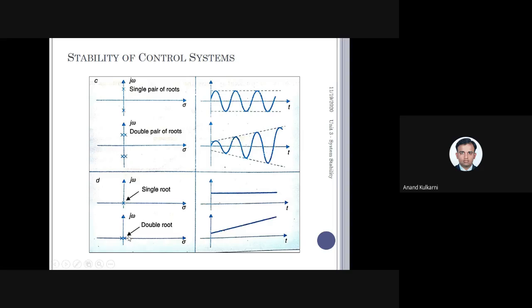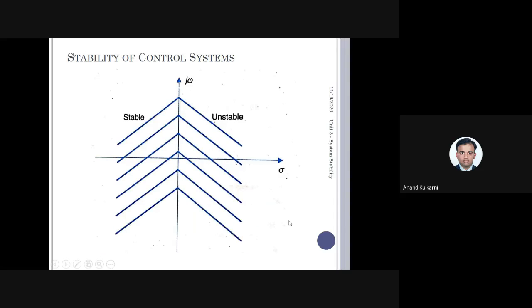If there are multiple roots at the origin, a square term is there. Sometimes only an s square is there. An s square term means there are two roots at the origin. So when there are two roots at the origin, the output is continuously increasing with time. So it is unstable. So indirectly, what does it mean?